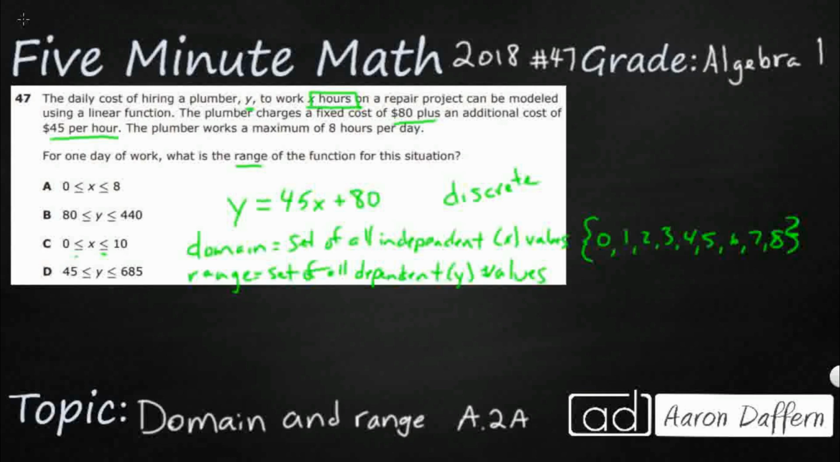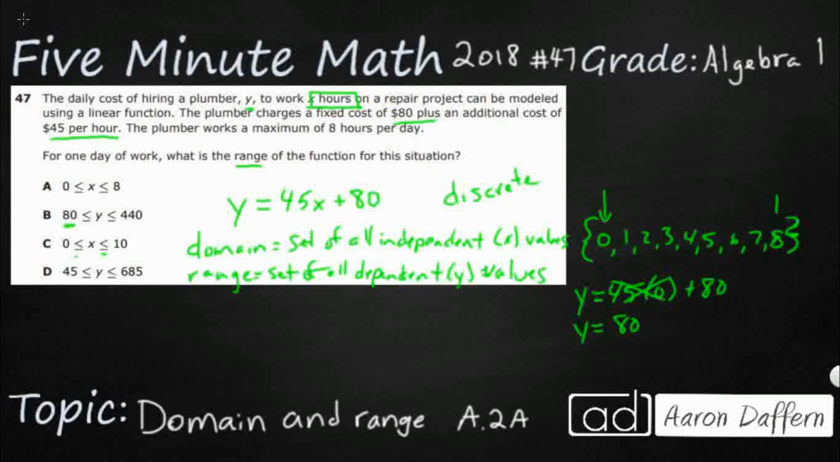Well, what we need to do is we just need to find the smallest and the largest, right? So if he were to work 0 hours, let's see what happens with that. Well, y equals 45 times 0 plus 80. All right, so he's not charging per hour, but he is going to just charge your standard fee of $80. Okay, so I see that right here for B.